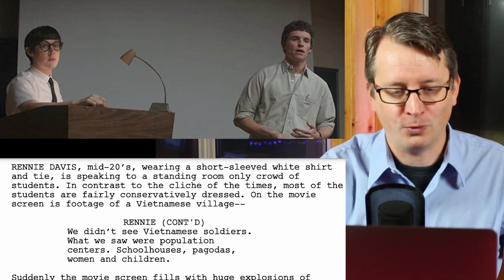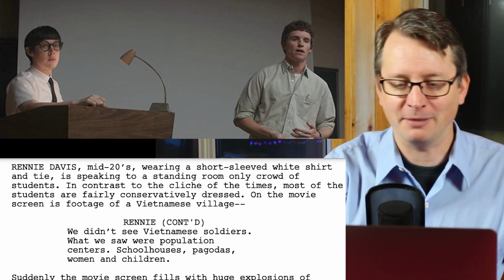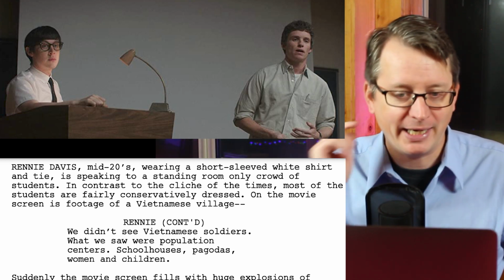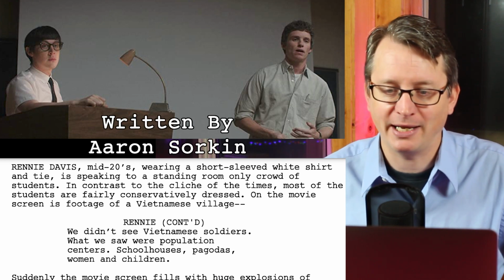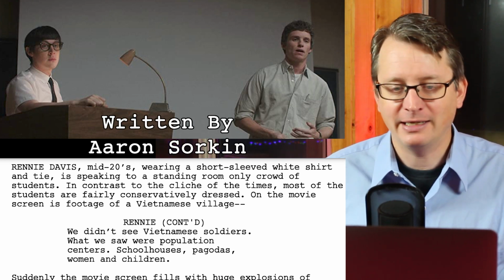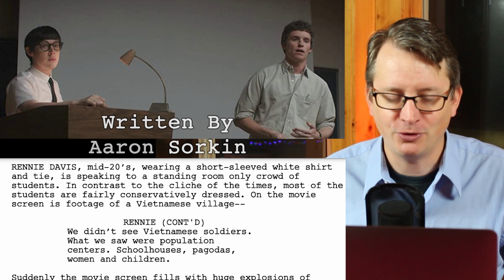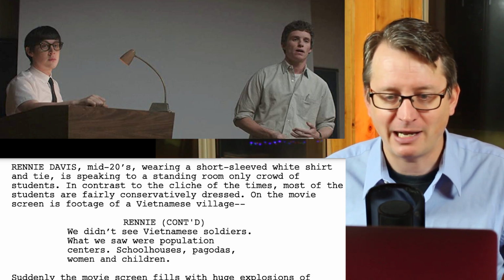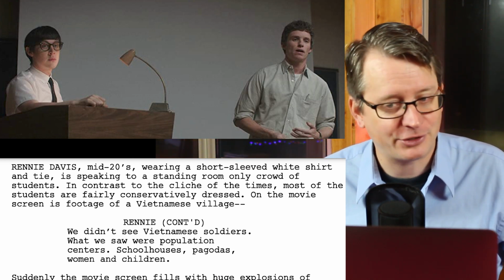Let's take a look. And the two specifically I wanted to look at were the characters of Tom Hayden and Rennie Davis, who were the leaders of the Students for a Democratic Society. So first, Rennie Davis, mid-20s, wearing a short-sleeve white shirt and tie, is speaking to a standing room-only crowd of students. In contrast to the cliche of the times, most of the students are fairly conservatively dressed.